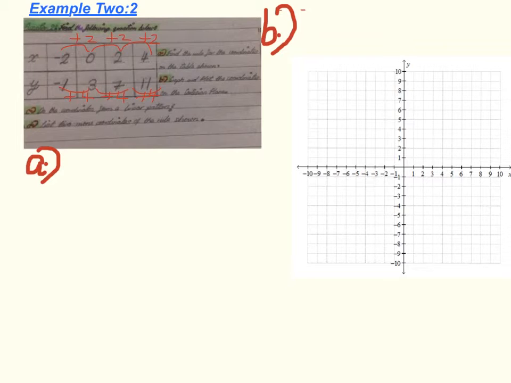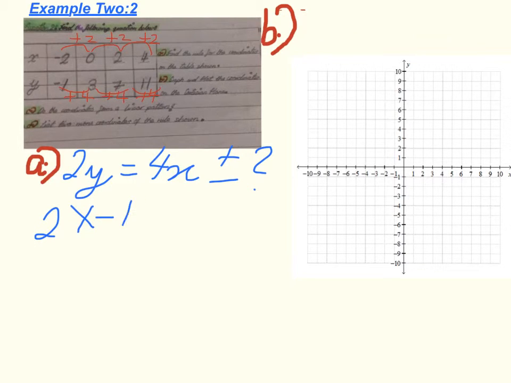Example 2. Question 2. Find the following. Part A. Find the rule for the coordinates in the table shown. As we can see, now the difference in x is plus 2. So that means it has to be 2y equals, the difference is 4 between the y values, so 4x plus or minus something. To define that, we'll need to substitute. Let's substitute the first value.